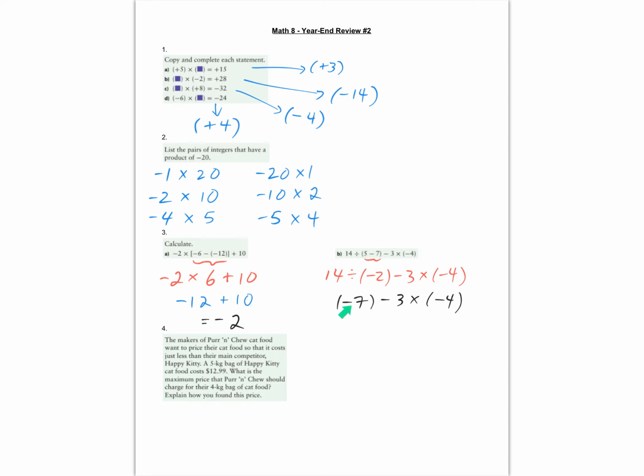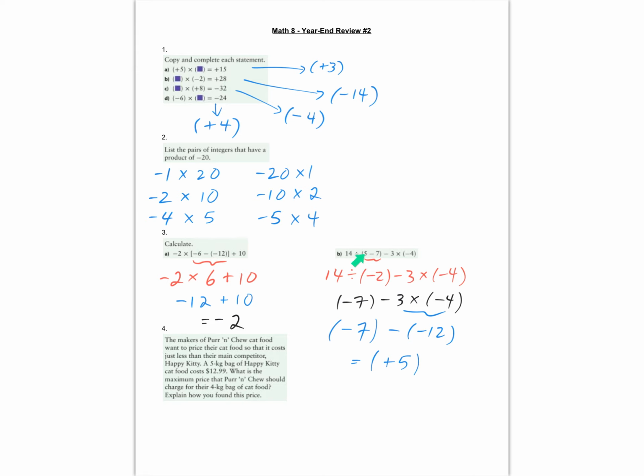Okay, now I have negative 7 minus 3 times negative 4. So I'm going to do 3 times negative 4. So 3 times negative 4 is negative 12. And then I'm going to write this other stuff in front of it, like so. And our final step here, negative 7 minus negative 12 is positive 5. So there's our answer, positive 5.